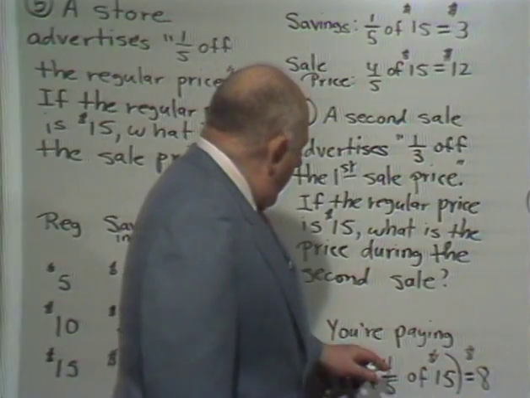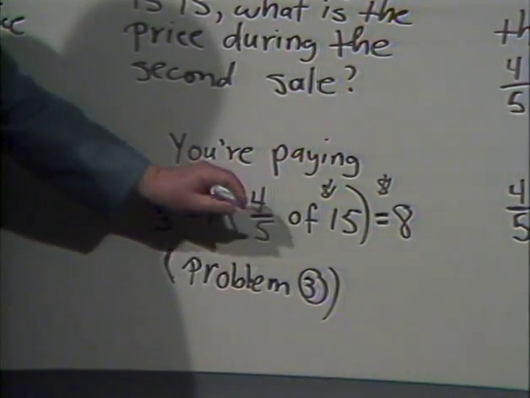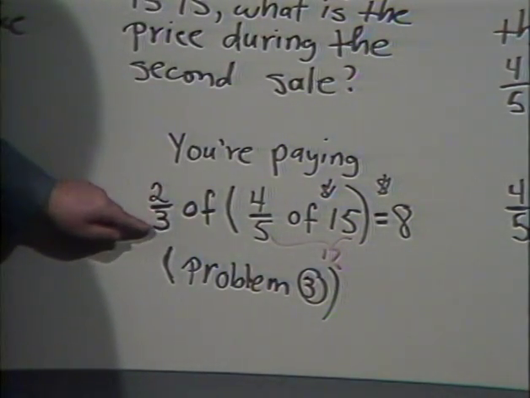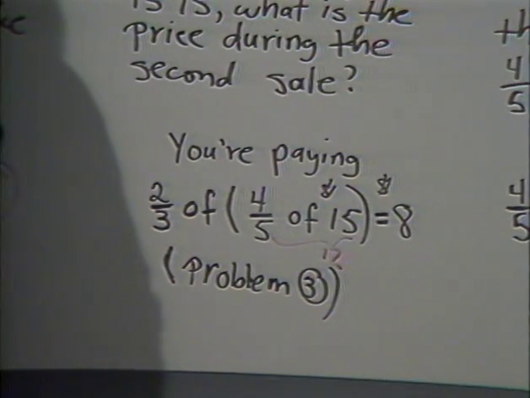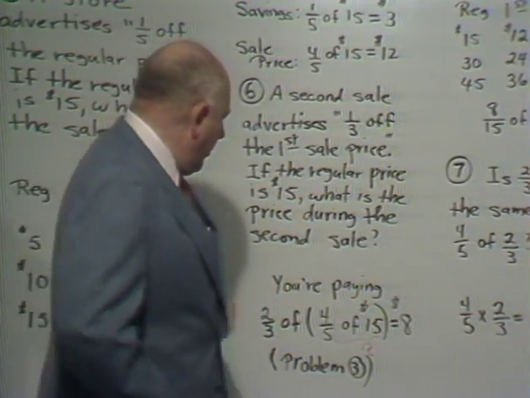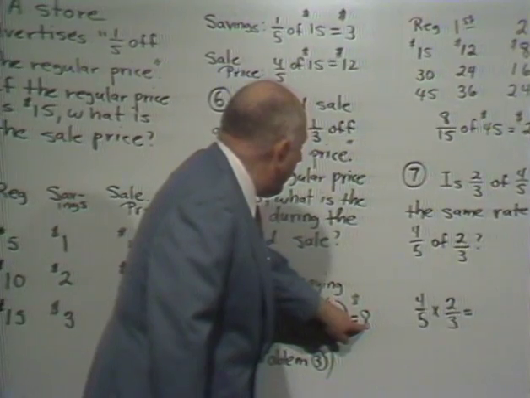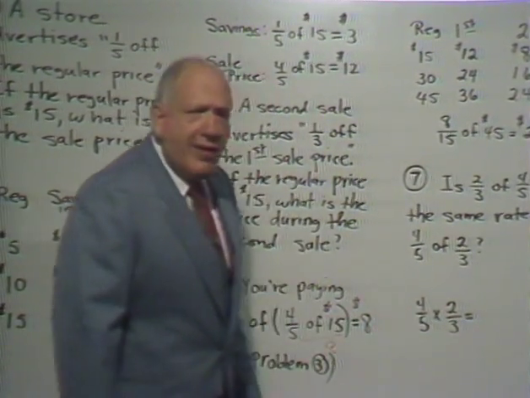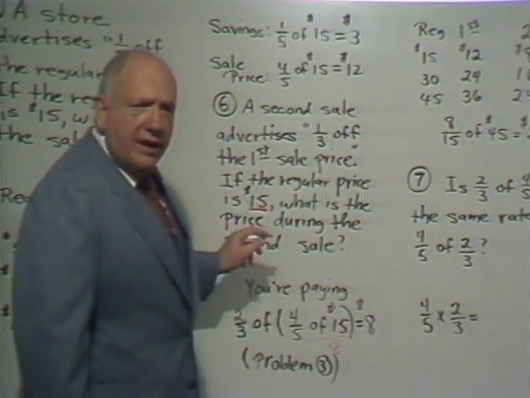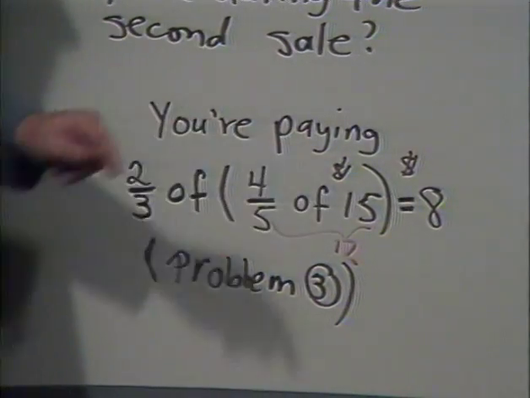Well, look at it. You already found out that during the first sale, you were paying 4/5 of $15, which was $12, right? Now you're going to take what? 2/3 of the $12. You're only paying for 2 out of every $3. That's what it means when you say 1/3 off. You're paying for 2 out of $3. So 12 divided by 3 is 4. 4 times 2 is 8. So you're paying $8. $8 out of what? $8 out of 15. In other words, notice that 2/3 of 4/5 in this case is again 8/15.